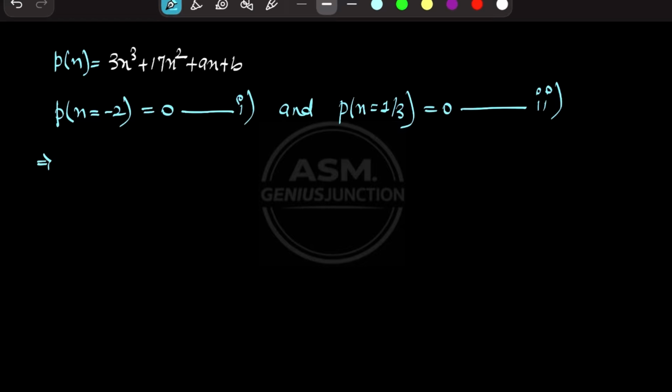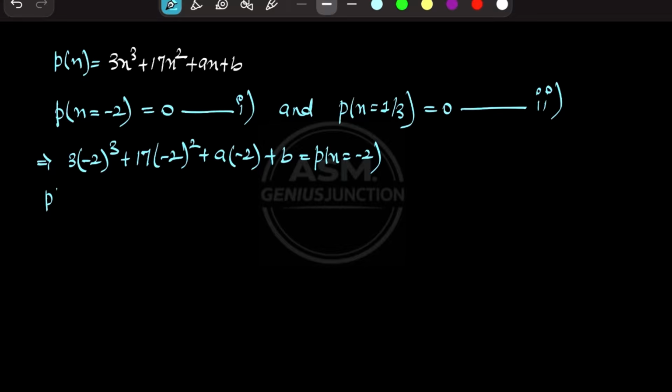We are going to get 3 times minus 2 exponent 3 plus 17 times minus 2 with the power 2 plus a times minus 2 plus b. This is our polynomial p of x at x equals minus 2. Solving it further, we need to put it equal to 0. So solving it further, what I'm going to do is I will solve.